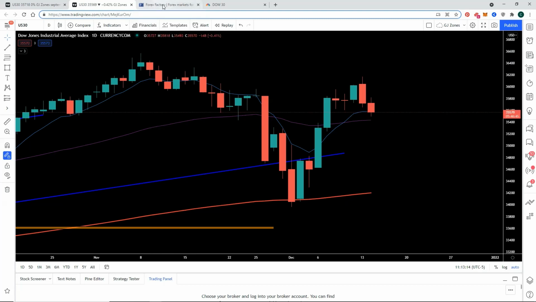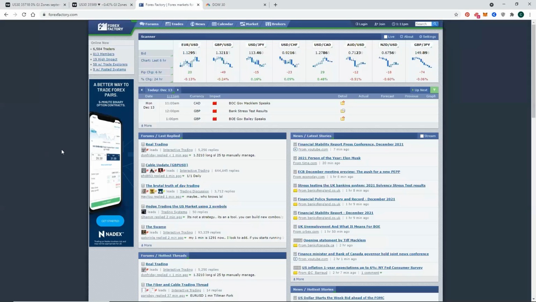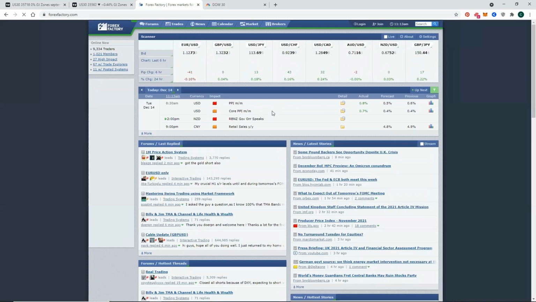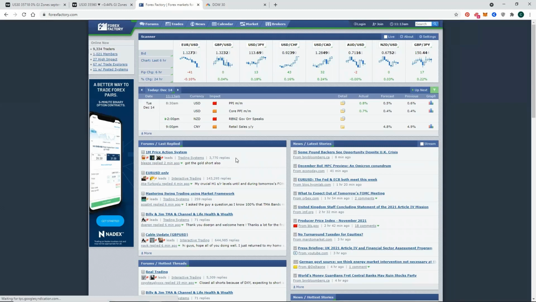The first website that I use is called forexfactory.com. I come to this website and it gives me all the news for the week. I usually use this for Forex. So whenever I'm trading GJ or USD JPY, or whatever Forex pair that I'm trading, I usually come here for the news.